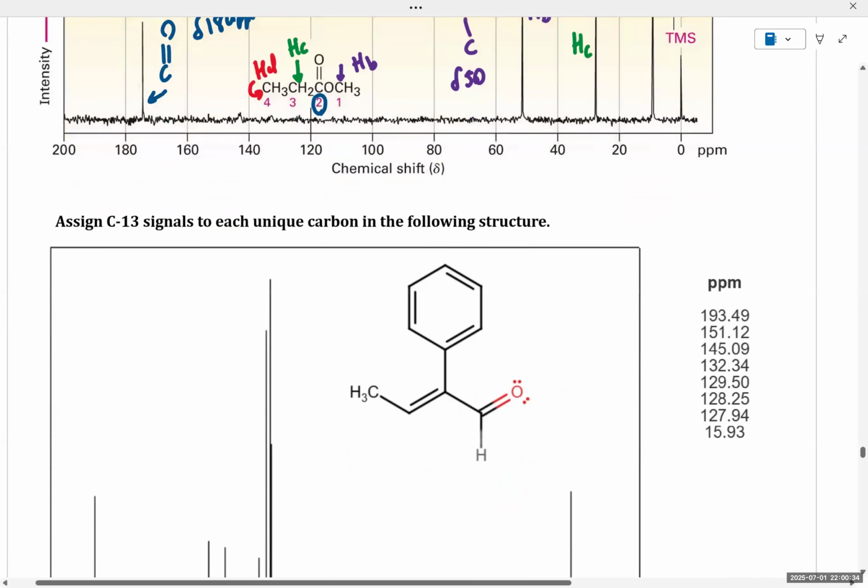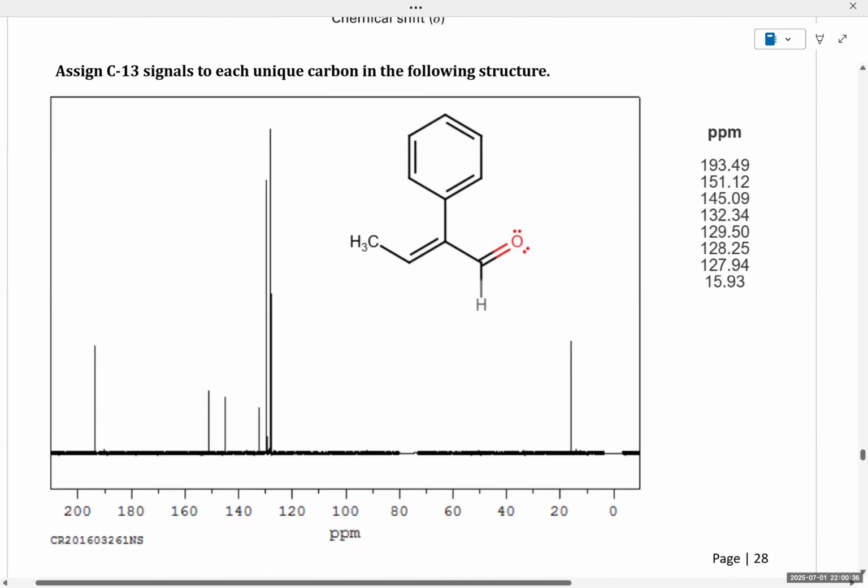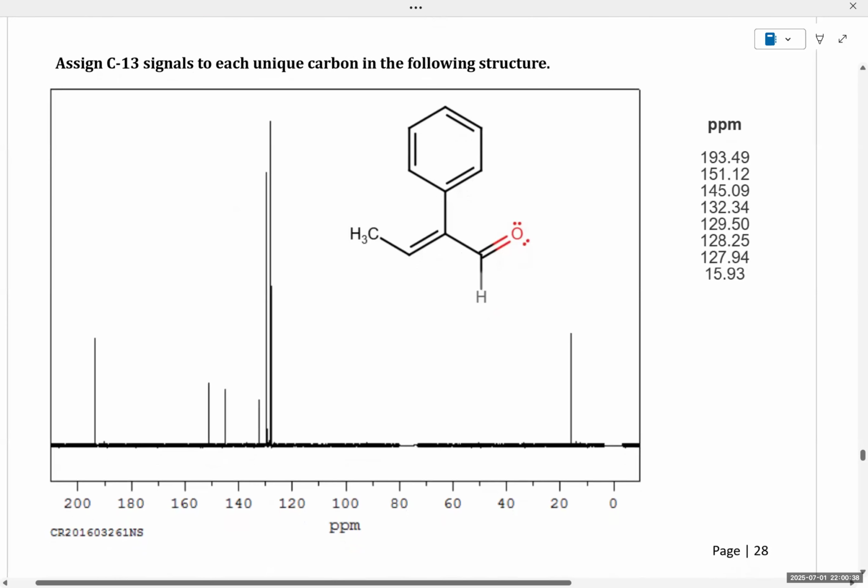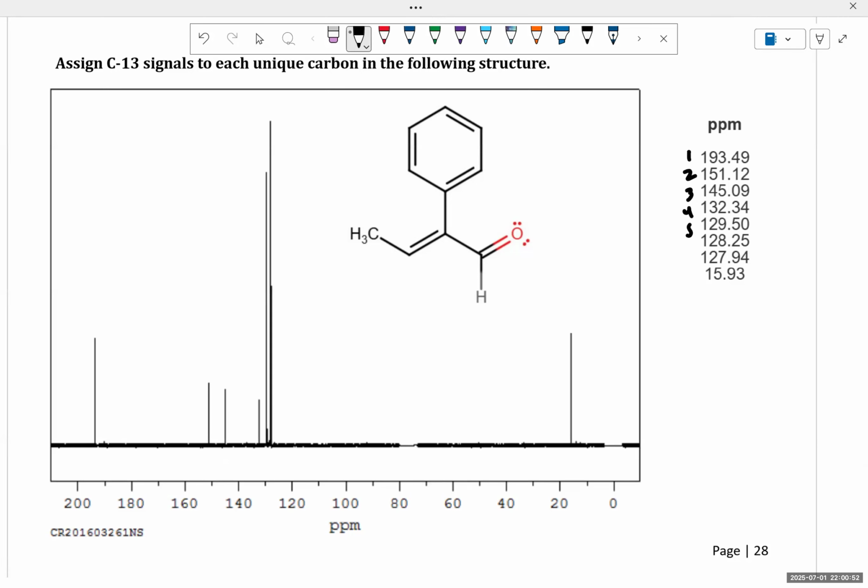Let's look at another example. Here, I'd like you to assign carbon-13 signals to each unique carbon in the following structure. And I have a list of each unique carbon in the following structure. And I'd just like you to note that there are 1, 2, 3, 4, 5, 6, 7, 8 unique carbons. So, pause the video, work through this example, and then we'll discuss.